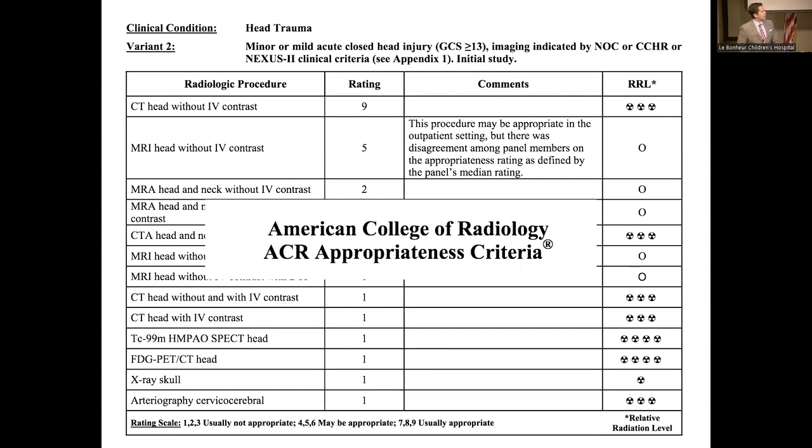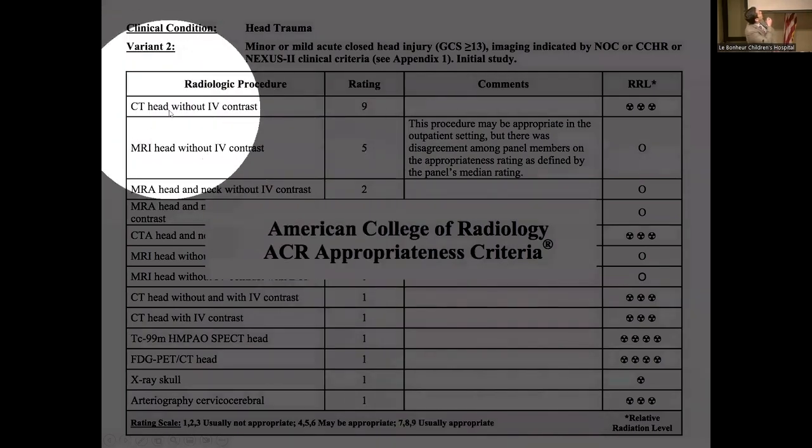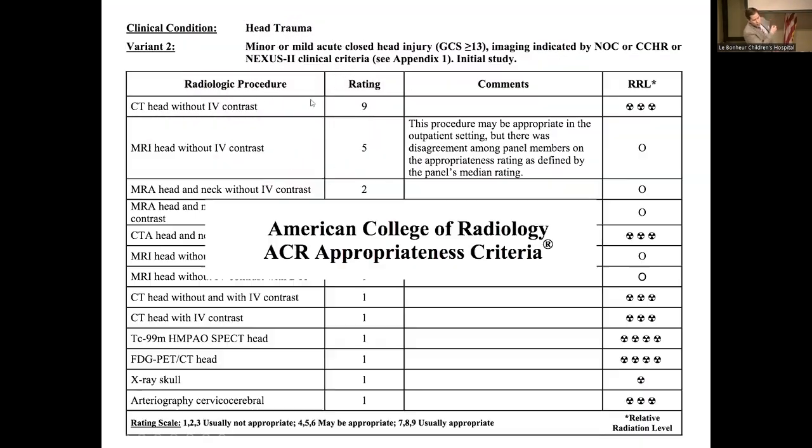Before we start with the different modalities, I want to draw your attention to this very useful tool. It's called the American College of Radiology ACR Appropriateness Criteria. This is a tool that is free online that you can go and type into, and it gives you different scenarios. If you see on the top part, you can see the clinical condition. You can use any condition. In this case, we're talking about head trauma. There are different variants, if it's minor, if it's moderate, etc.